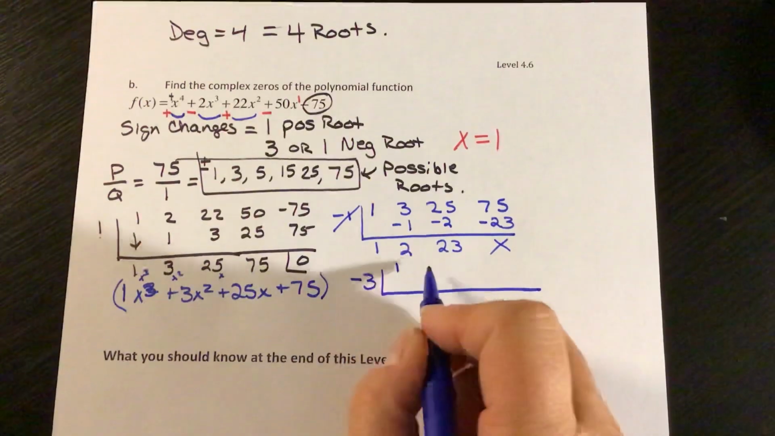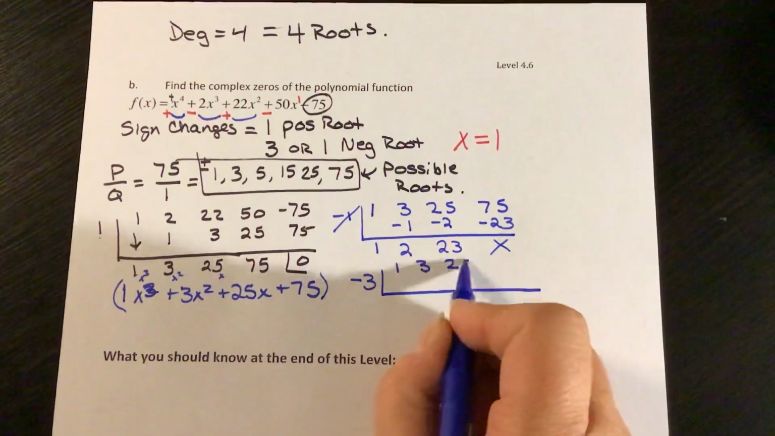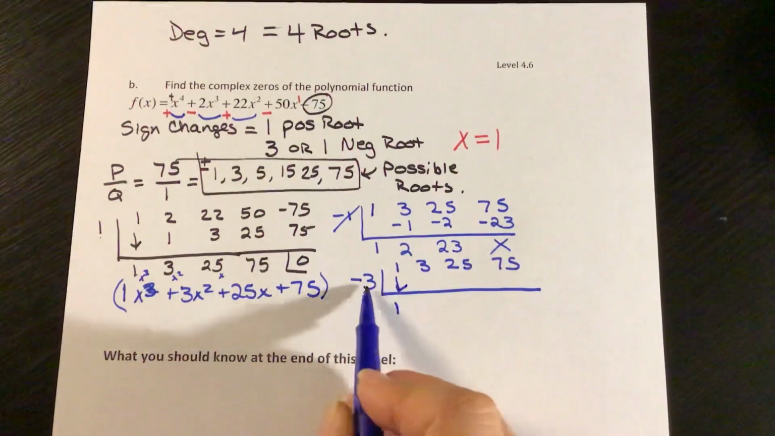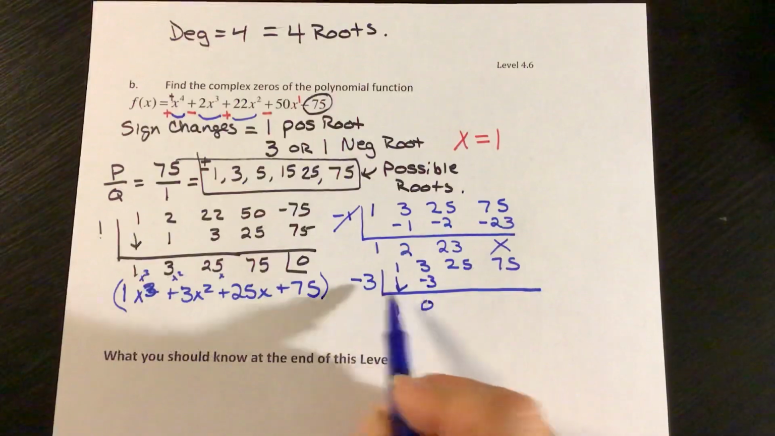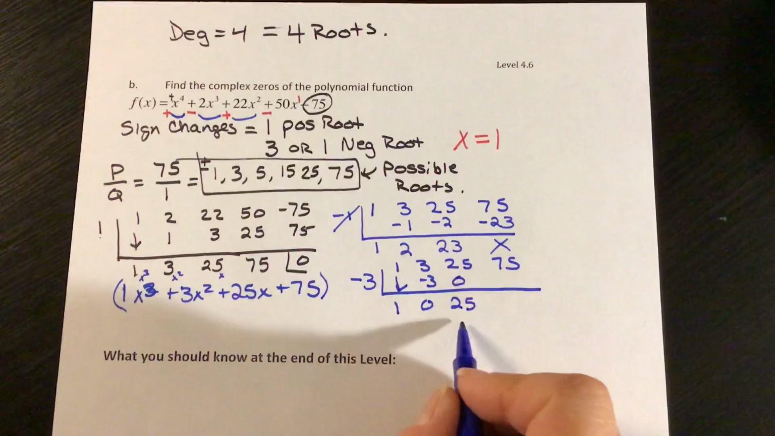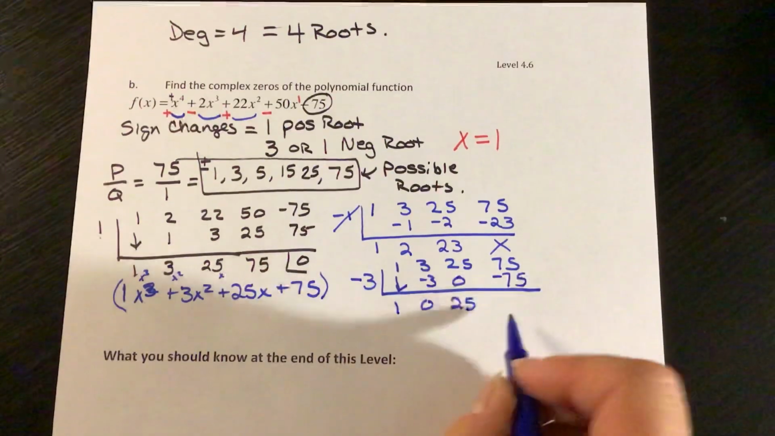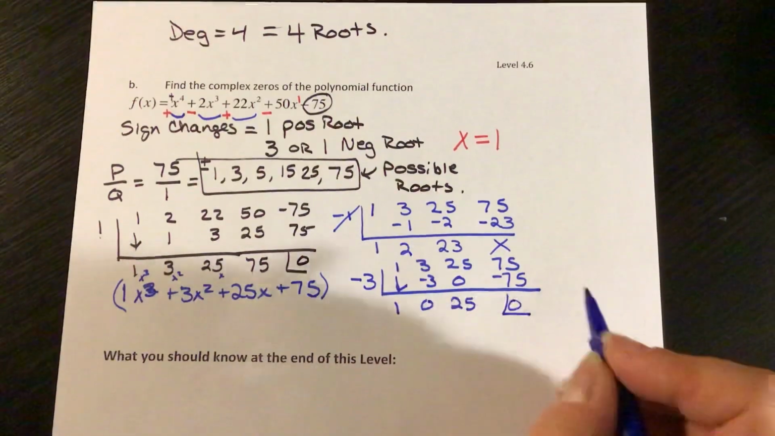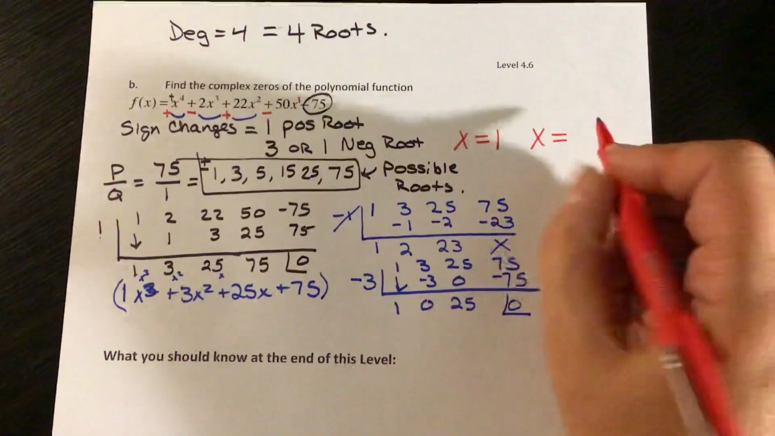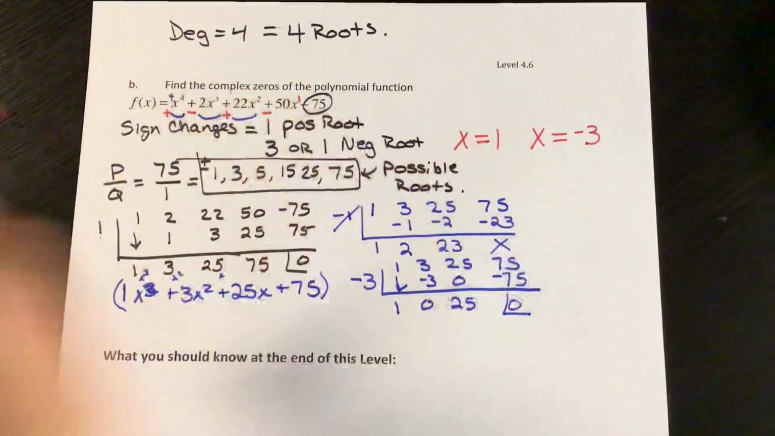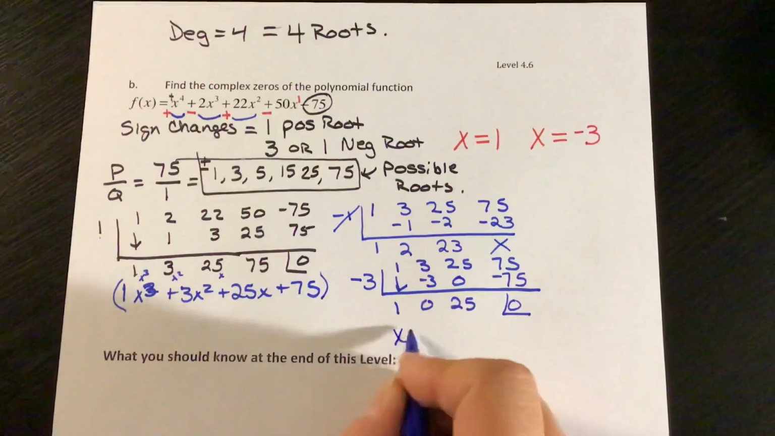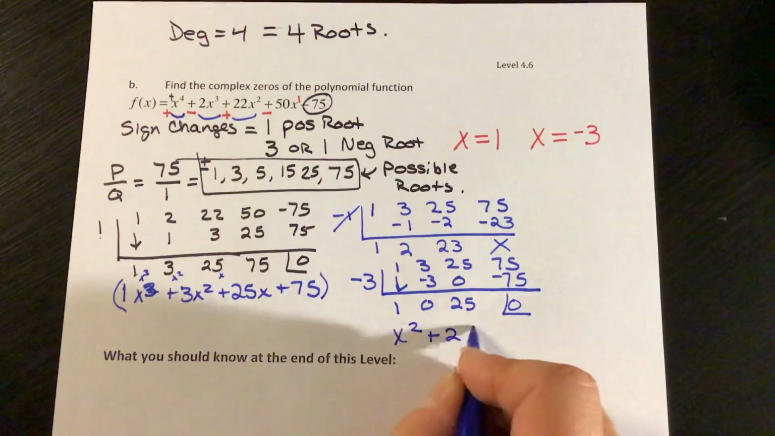So I have the same numbers, 1, 3, 25, and 75. Bring down a 1. This is negative 3. This is 0. This is 0. Add down, I get 25. Negative 3 times 25 is negative 75, and remainder 0. So I know that my other, or my negative factor, is negative 3. And let's look to see what I have left. This would be x squared plus 25.